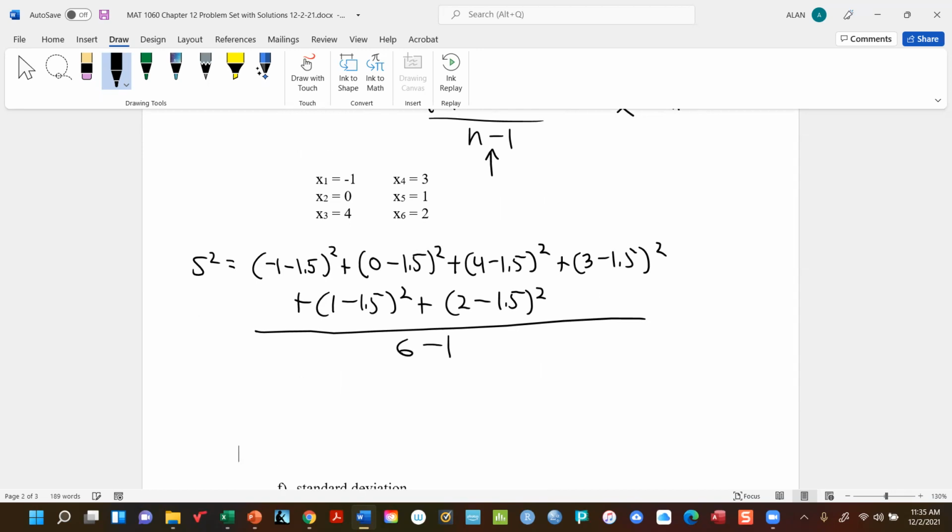Now, this you can solve. You might want to think about solving it in 2 stages. Why don't you first calculate the values in the parentheses before you square them. You don't have to do it that way, but I find that it's easier to avoid mistakes that way.